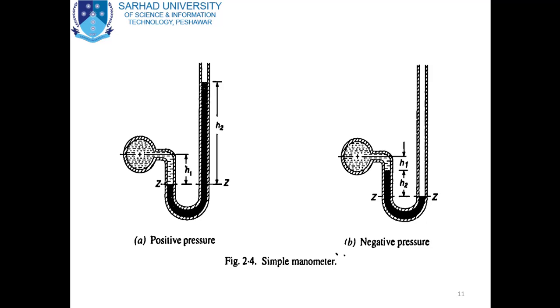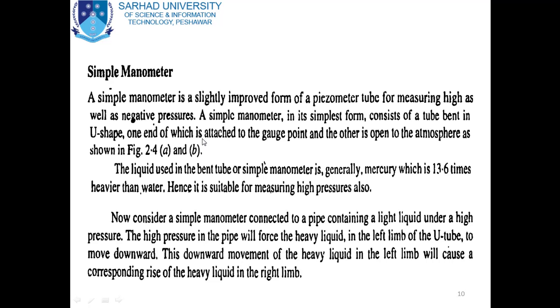In its simplest form, it consists of a U tube, a tube which is bent in U shape, and one end is connected to the gauge point while the other end is open to the atmosphere. The liquid used in the bent tube of a simple manometer is generally mercury, which is 13.6 times heavier than water. Hence, it is suitable for measuring high pressure also.